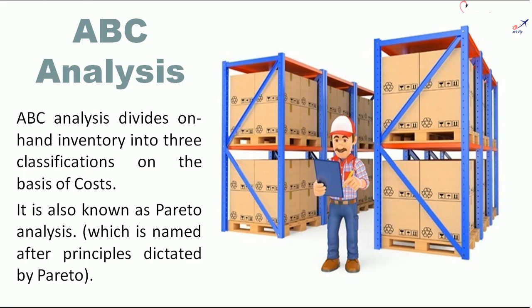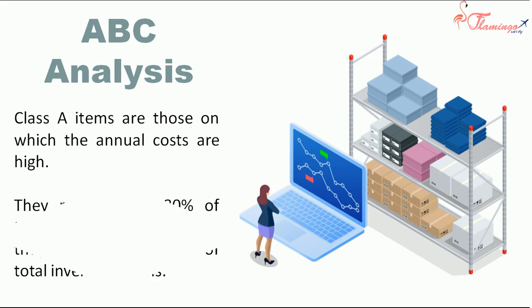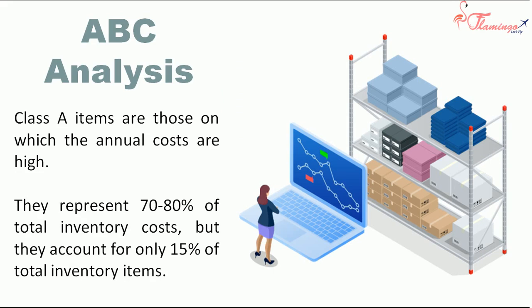ABC analysis divides on-hand inventory into three classifications on the basis of costs. It is also known as Pareto analysis, which is named after principles dictated by Pareto. Class A items are those on which the annual costs are high. They represent 70 to 80% of total inventory costs, but they account for only 15% of total inventory items.